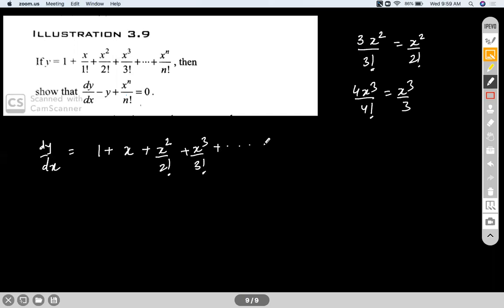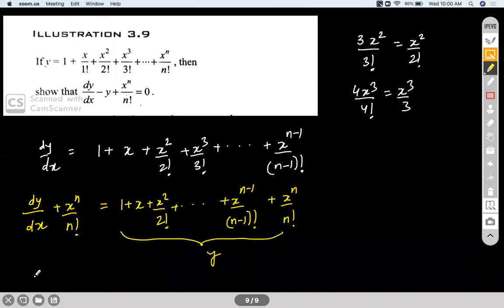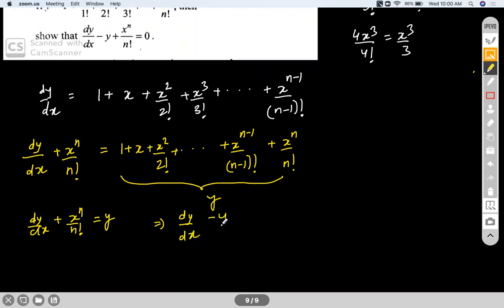Can I say this trend will go on till x to the power n minus 1 by n minus 1 factorial? Correct. So had you added one more term, it would have actually become your y. So if you add x to the power n by n factorial in both the places, then this term would have actually become a y, right? So dy by dx plus x to the power n by n factorial is actually y, which implies dy by dx minus y plus x to the power n by n factorial is equal to 0. Done. True.